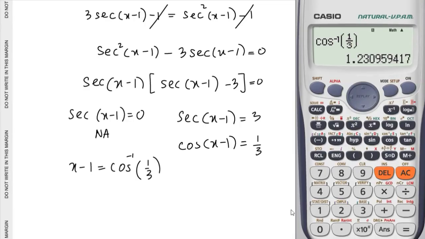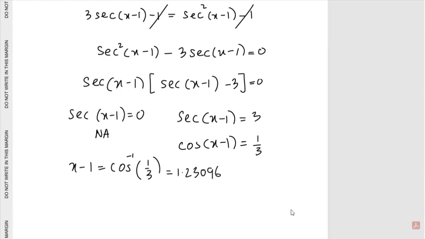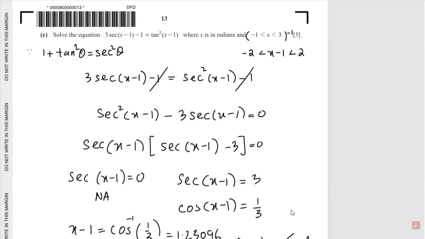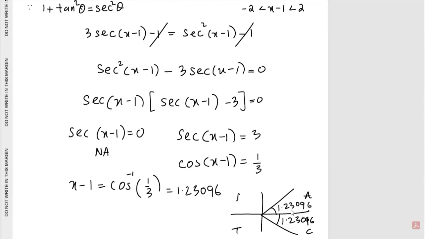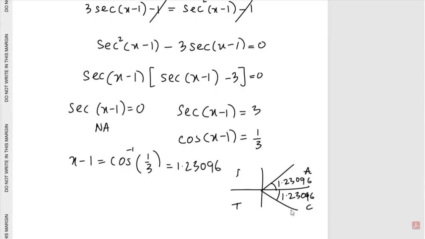And this will give me 1.23096. You can make your CAST diagram again. This quadrant and this quadrant, right? 1.23096 and 1.23096. And since I cannot exceed 2 and cannot descend below -2, these are going to be the only possible answers, right? So you will get 1.23096 and negative 1.23096.